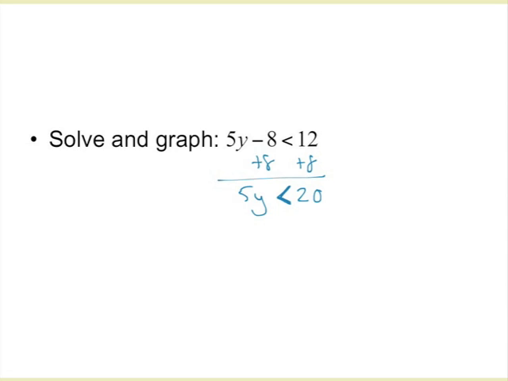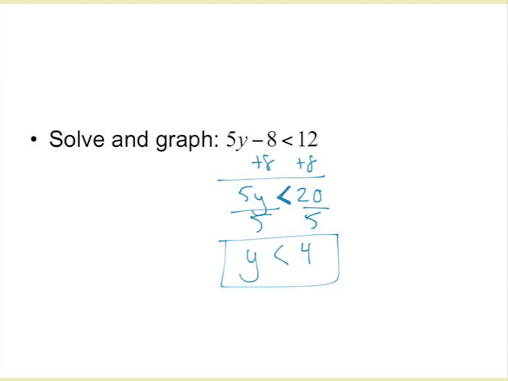Then how would I get y alone? Divide by 5. Now this is where we have to be careful and ask ourselves, was I working with a negative? The 5 is positive, so this is okay. If we multiply or divide by a negative, we need to flip around that arrow. In this case, we don't, because 5 was positive. So this is our solution.